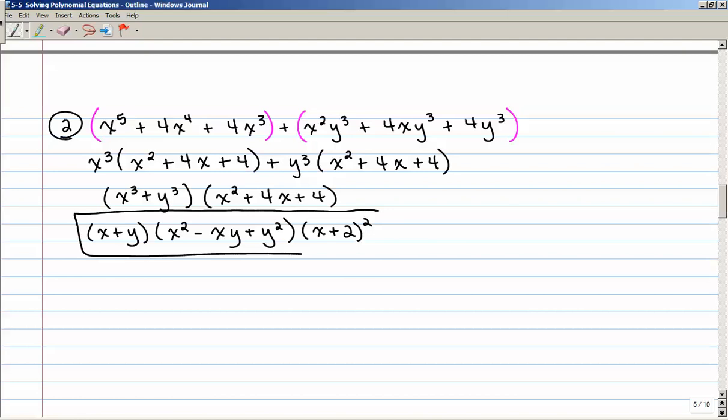That was a lot of stuff in that one. So once you've done your grouping, you need to look at what your two factors are, and can those be broken down further. Completely factored means it's broken down as much as possible.